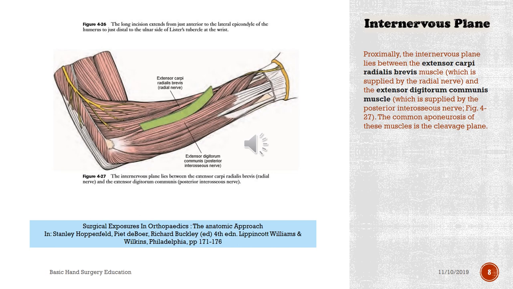Internervous plane. Proximally, the internervous plane lies between the extensor carpi radialis brevis muscle and the extensor digitorum communis muscle. The common aponeurosis of these muscles is the cleavage plane. Distally, the internervous plane lies between the extensor carpi radialis brevis muscle and the extensor pollicis longus muscle.